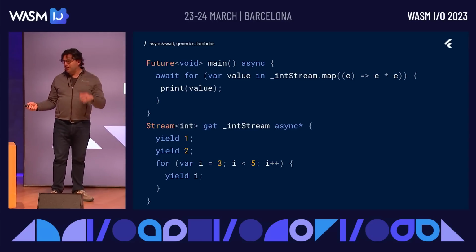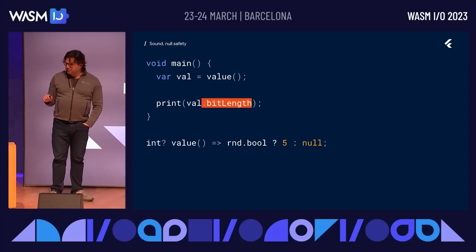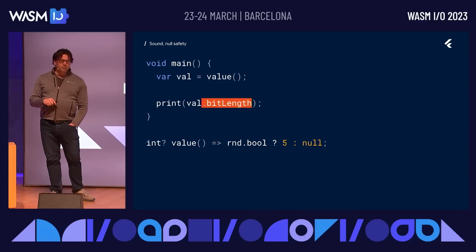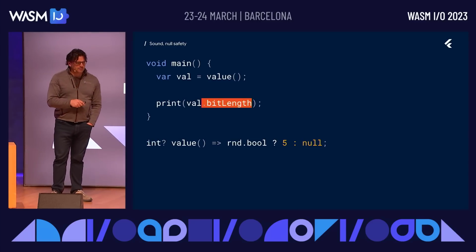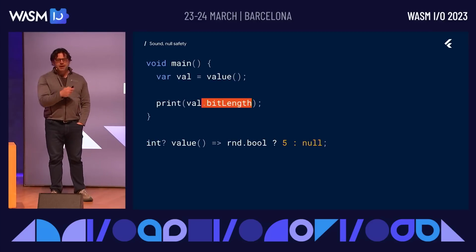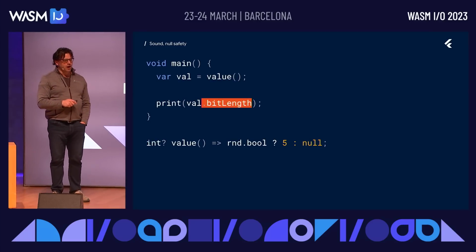And of course, generics as well. You see there's stream event. We also have sound null safety. And so this is actually just added in the last year. What I want to point out here is we have this value function at the bottom. You see that it returns int question mark, which means a nullable int. So depending on the value of my random Boolean at the bottom, I'll either return 5 or null.